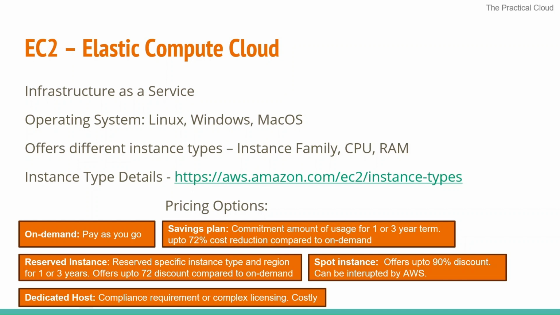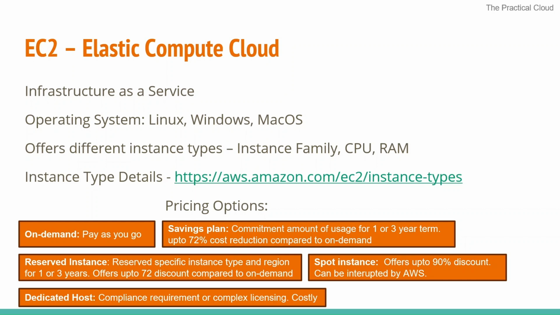You can launch EC2 instances on different operating systems like Linux, Windows, Mac OS, Ubuntu, and others as well. It offers different instance types based on the instance family, CPU and RAM combination. Based on your requirement, you can pick any of them during the launch, or you can also have your own custom configuration that you can use to launch the EC2 instances. I have given a link on your screen that you can refer to for understanding the different instance types offered by EC2.